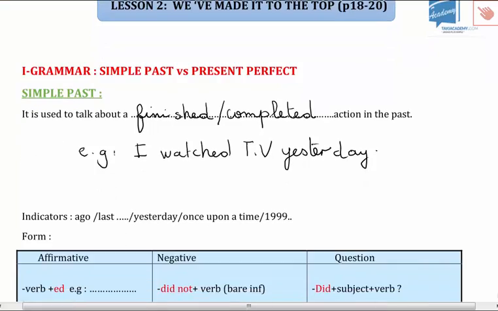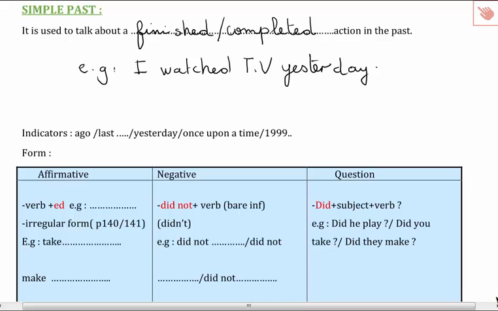Now, what is the form of the simple past tense? The affirmative form, or the positive one, we use the verb plus ed. Example: played. So the verb is play, I add ed, played. Or we have the irregular form that you have in a list on your books, page 140, 141. For example, take becomes took, make becomes made. And these forms must be learned by heart.